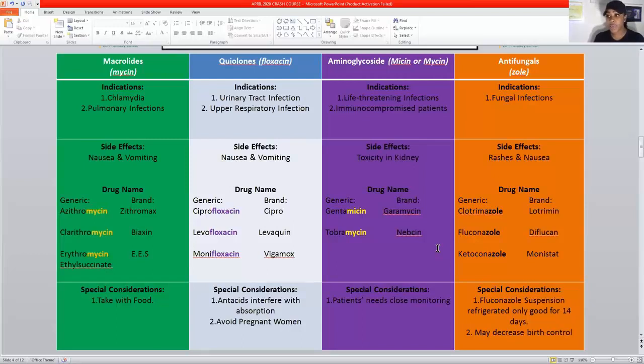Special consideration: fluconazole suspension refrigerated is only good for 14 days. And I'll give you a hint, give you a lifeline, give you some tips. Most reconstituted medications are good for 14 days. That's it. I'm going to tell you, moms, dads, parents all over.